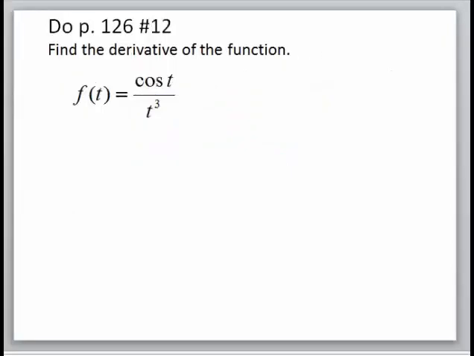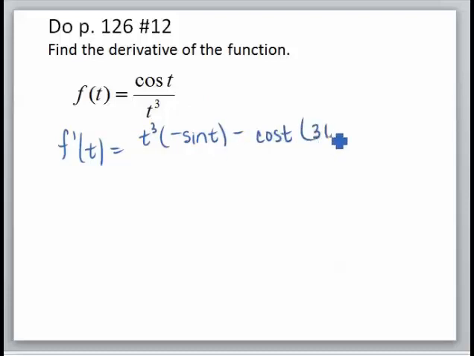Alright, in this problem I said in the last video we would do a quotient rule, and this is a quotient rule, and I know it's quotient rule because I've got t's being divided by each other. Quotient rule says this. It says I take the bottom function times the derivative of the top function, which would be negative sine of t, minus the top function times the derivative of the bottom function, which would be 3t squared, all over the bottom squared.